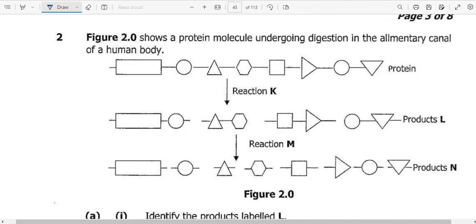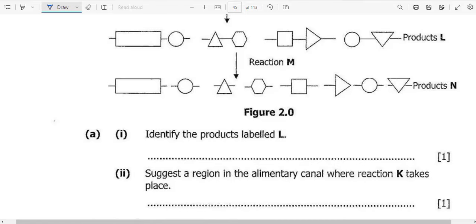Figure 2.0 shows a protein molecule undergoing digestion in the alimentary canal of a human body. So you'd find that these are proteins, and then we have the catalyst, which is reacted by K. And then here we have the products, and when you look at this, we have the reaction, which is M there. Now, without wasting time, we can go to the first question, which is identify the products labeled L.